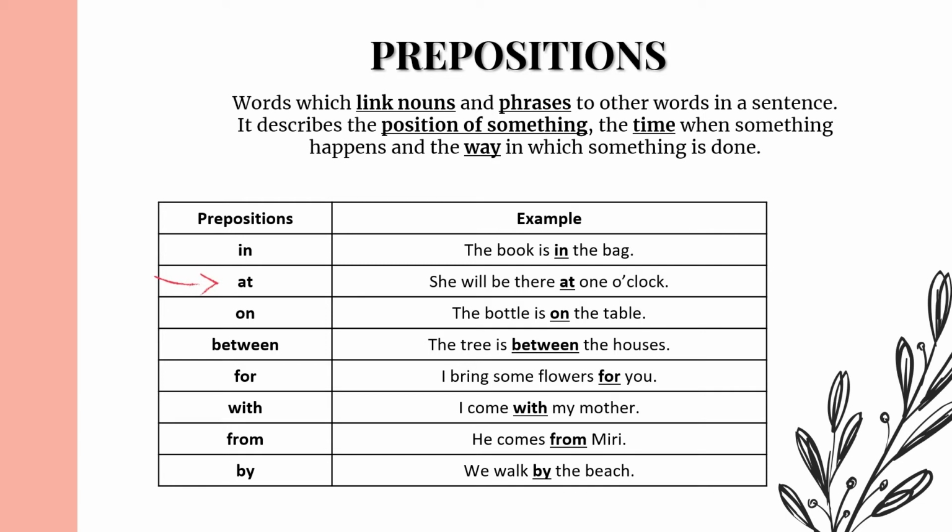At. She will be there at 1 o'clock. On. The bottle is on the table. Between. The tree is between the houses. For. I bring some flowers for you. With. I come with my mother. From. He comes from Mary. And the last one is by. We walk by the beach.